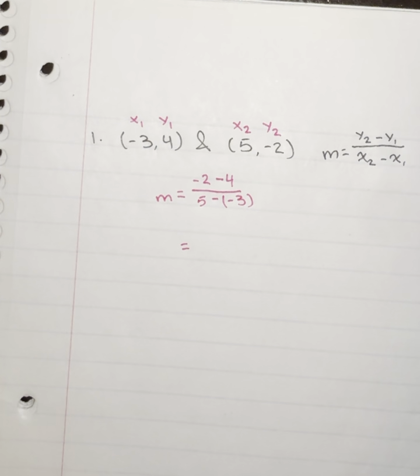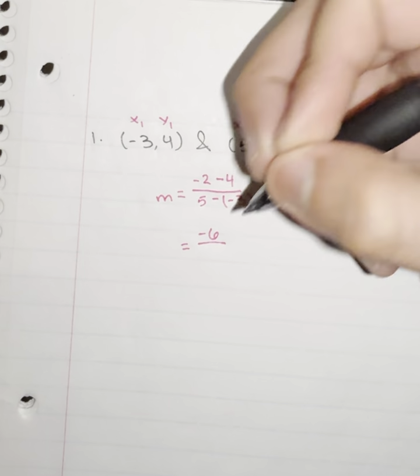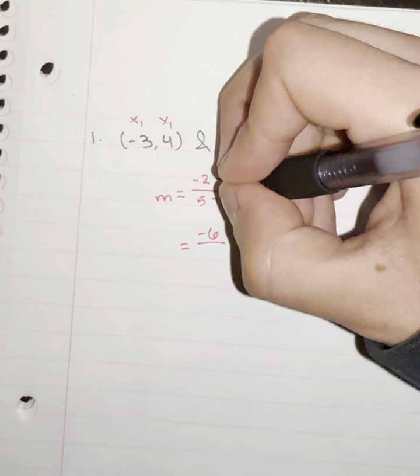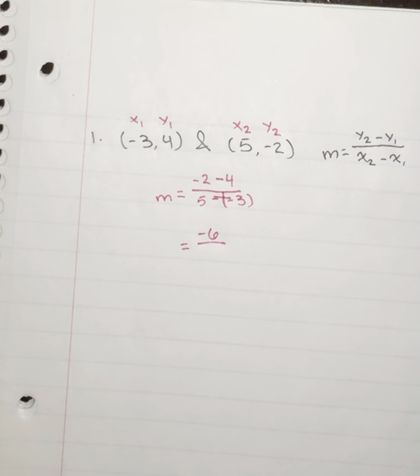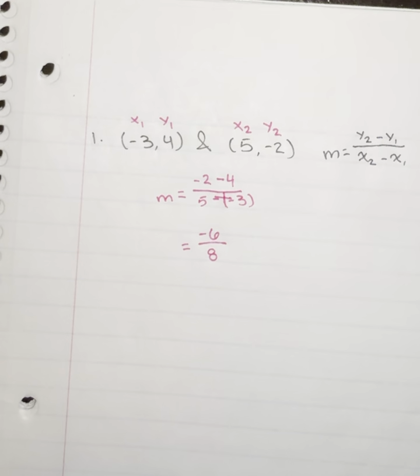Okay, so now we can simplify our equation. At the top, we have a -2 minus 4. We simply add those and keep the value negative. Then at the bottom, we are subtracting a negative. So what we need to do is add these two values together. We get 5 plus 3 is simply 8.